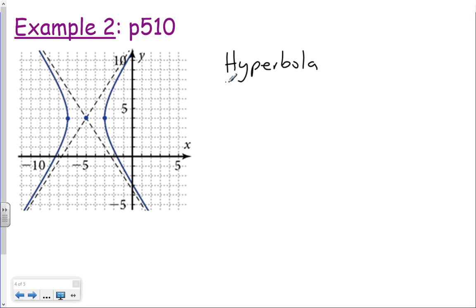And remember, with the hyperbola and the parabola, those have two different equations here. So I should write down which direction this opens up in. It's definitely opening up in the x direction. It opens up over to the right here and over to the left here. So this opens in the x direction.